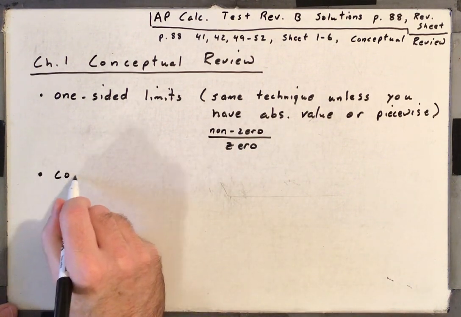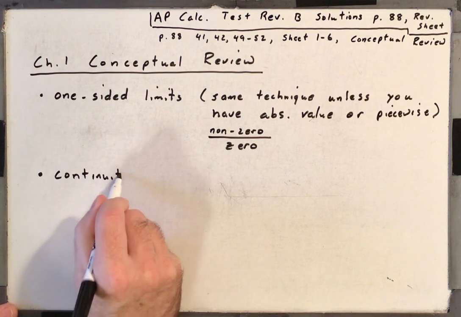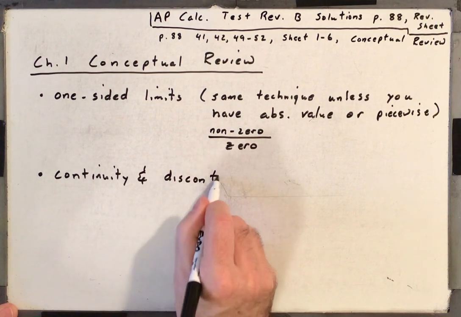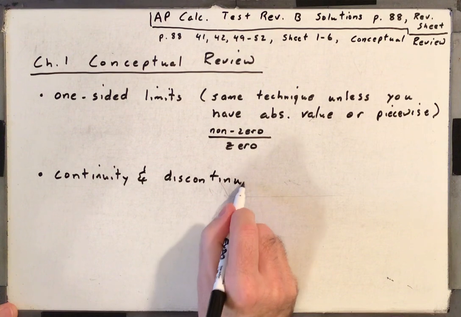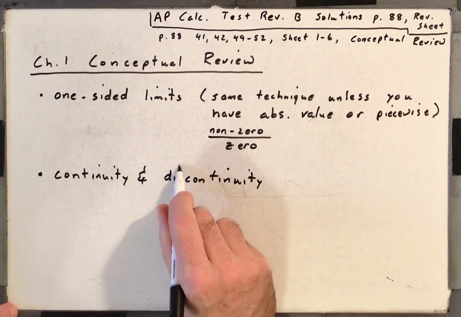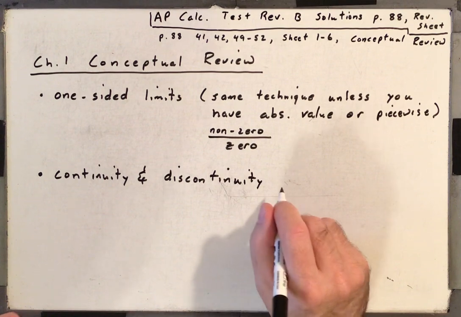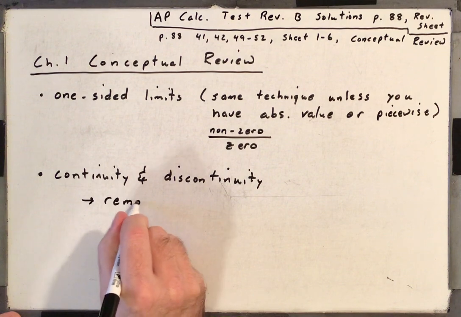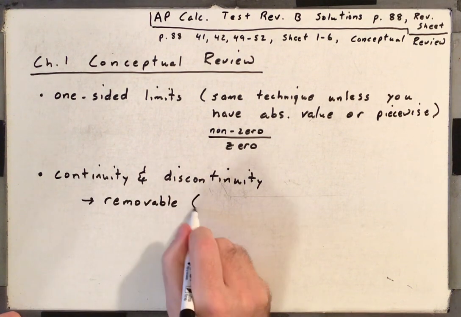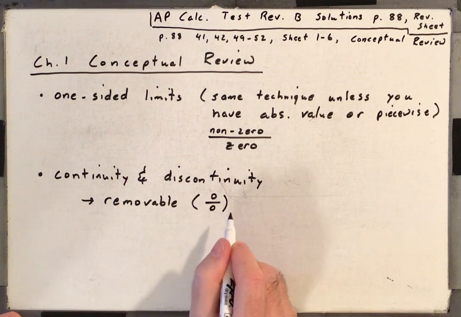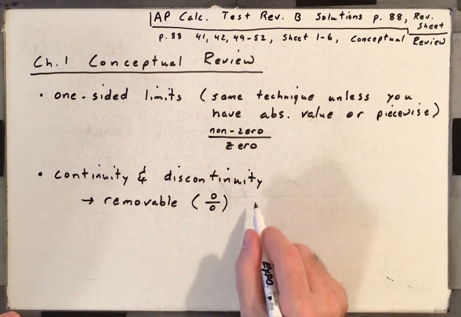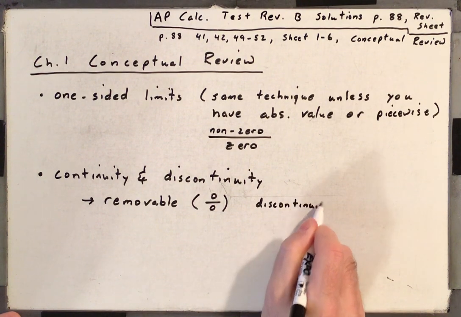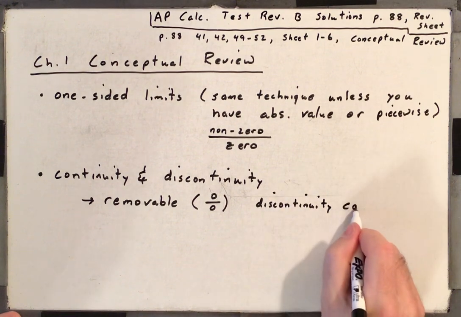Continuity and discontinuity. So, unlike the book, for discontinuity, I only want to know where the function is discontinuous. I don't need to know the interval where it's continuous. So you have removable discontinuities. That's when you end up having a 0 over 0 situation, and the discontinuity cancels out. That means it's a hole.